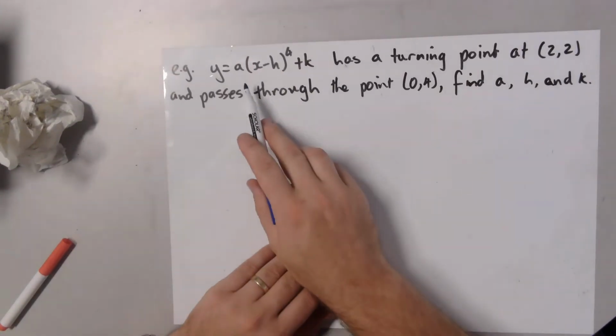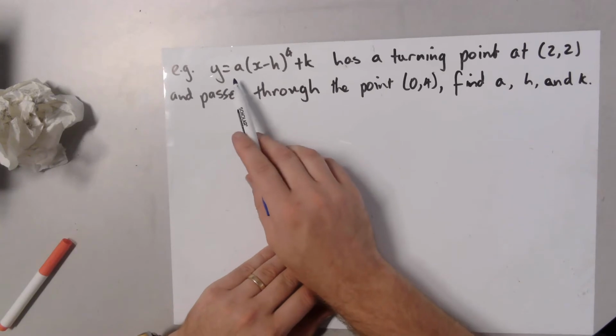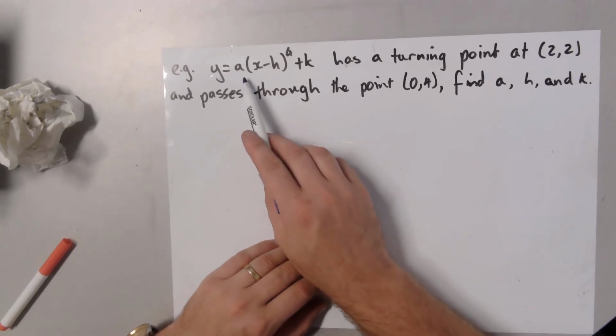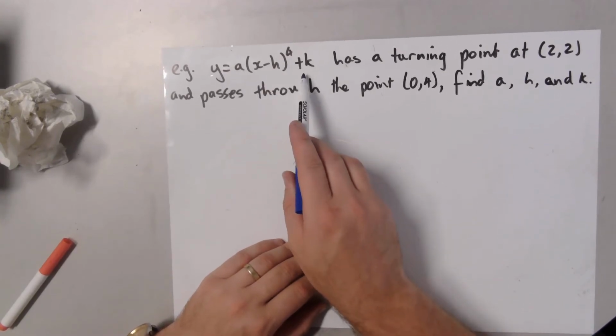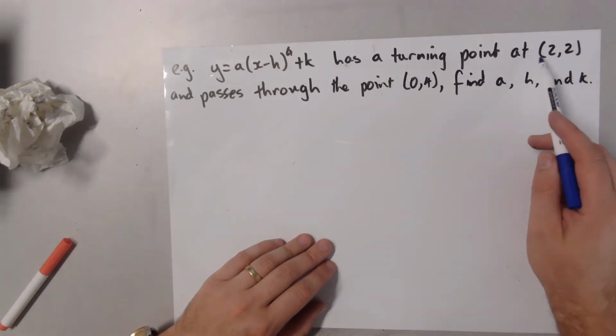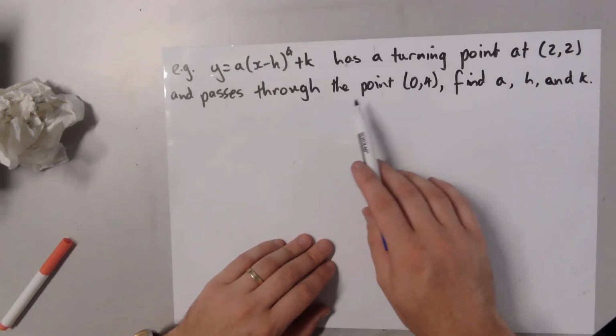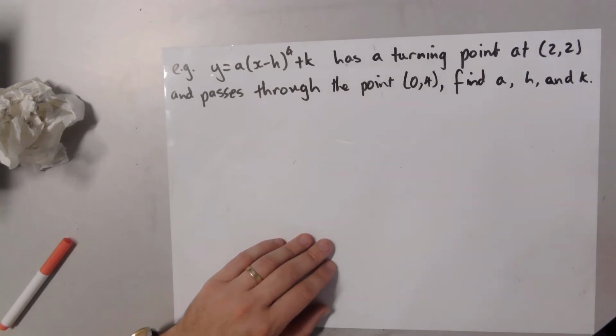where we're given a general form of our equation, y equals a outside of (x take h) to the power 4 plus k, has a turning point at 2, 2 and passes through the point 0, 4. Find a, h and k.